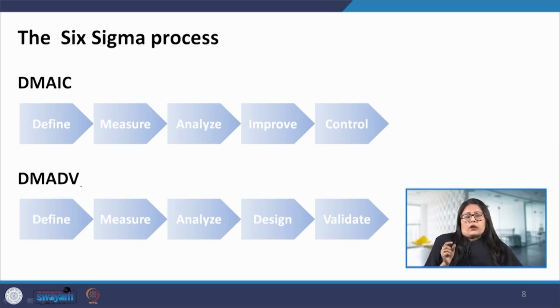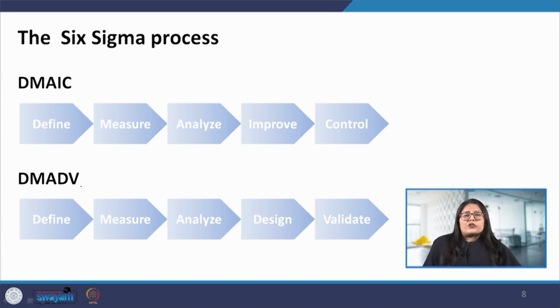Now, here the problem is defined, and the budget and all other considerations are taken into account. Then of course, we measure. With the feedback received, we analyze it, and we improve the system in the first area, the existing one, where there is an existing problem. We improve it, and then we put some control measures in place so that there is constant improvement. The performance should not go down.